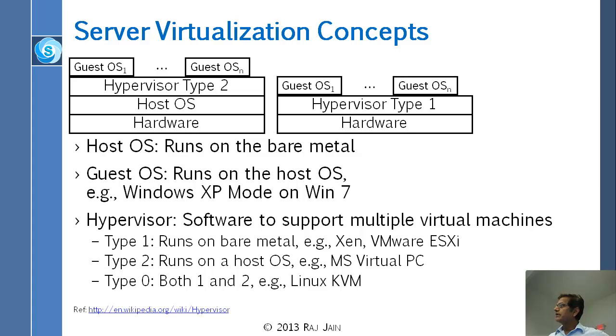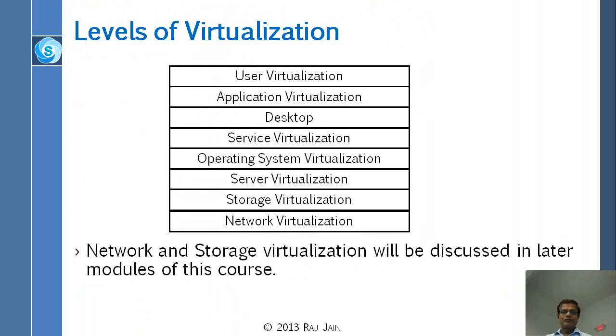And type 1 runs on bare metal, and the names are Xen, VMware ESXi. So these are popular type 1 hypervisors. Microsoft Virtual PC is type 2. And there are some which can do both, which can run on the operating system and which can run without the operating system. So KVM is an example. All right.